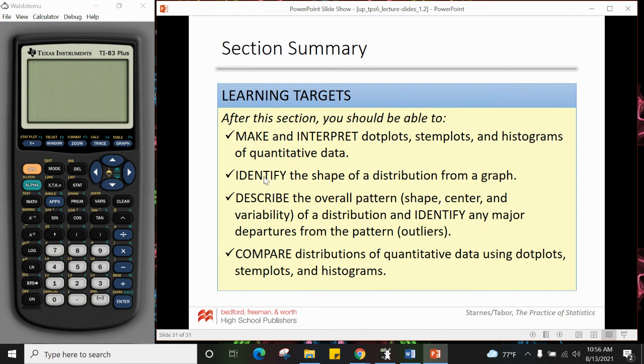To finish up these learning targets, we were able to make and interpret dot plots, stem plots, and histograms for quantitative data. We identified the shape of a distribution: symmetric, left skewed, or right skewed, and whether it is unimodal, bimodal, or uniform, and whether there are any gaps. We described the overall pattern: when you describe a distribution, you need to hit shape, center, variability, and outliers, and talk about the context along with it. And then we compared distributions of quantitative data using dot plots, stem plots, and histograms.